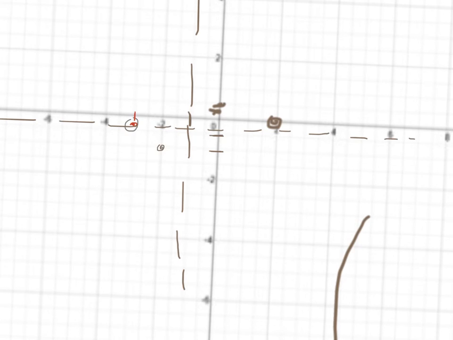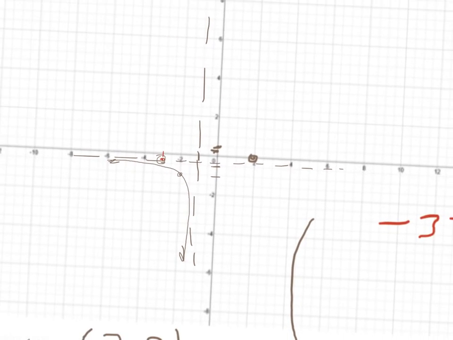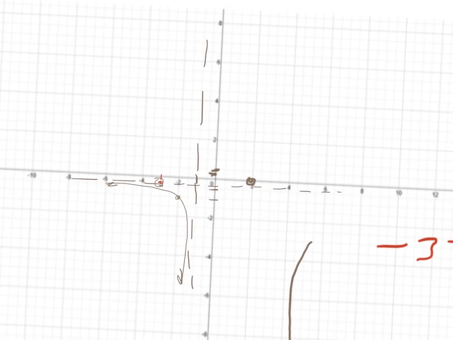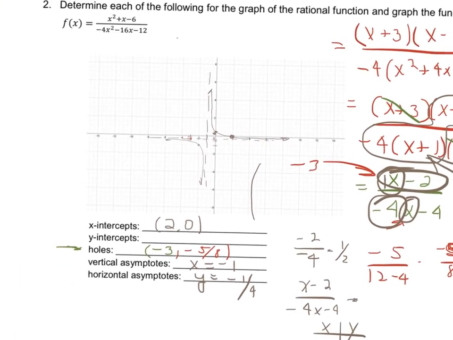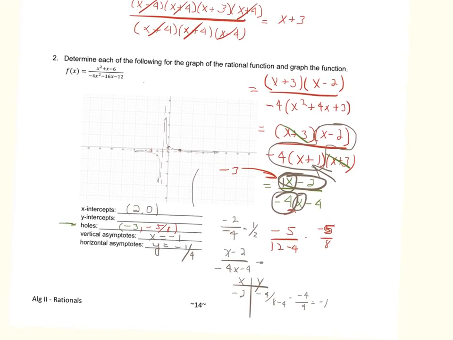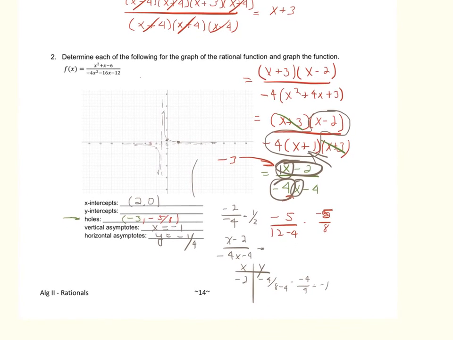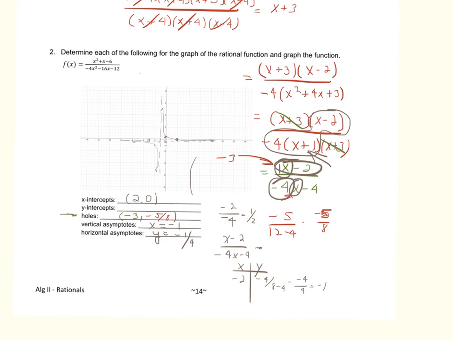And so see this hole right here? It's got to be just on the other side of that. My curve's going to fit in there just like so. And on the top, it's going to fit in just like so, never crossing those asymptotes. And so that's a fairly acceptable graph right there. Hopefully that helps you with part 2.